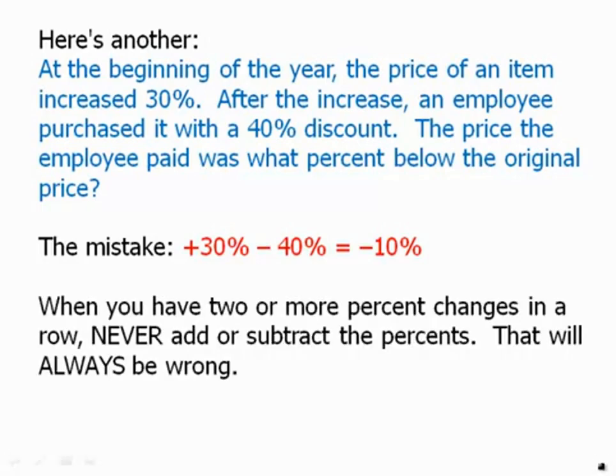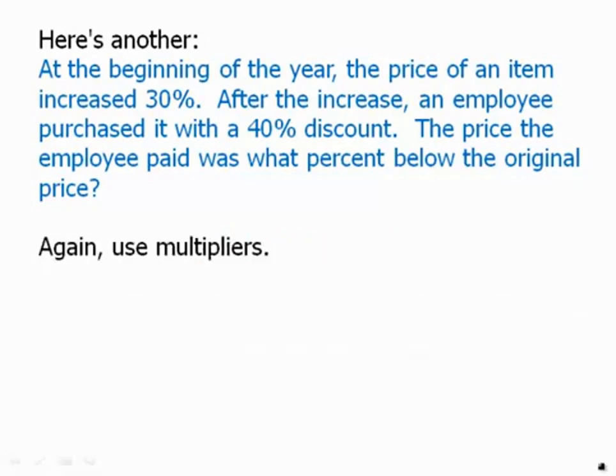Whenever you have 2 or more percent changes in a row, never add or subtract the percents. That will always be wrong. You never want to add or subtract percent increases and decreases. Instead, what do we do? Of course, we use multipliers. We always use multipliers for percent increases and decreases.